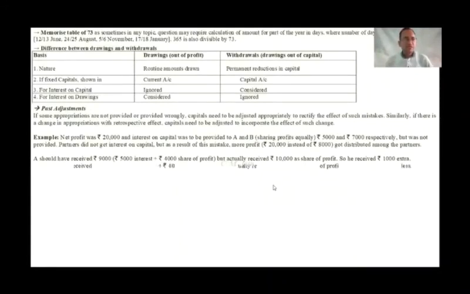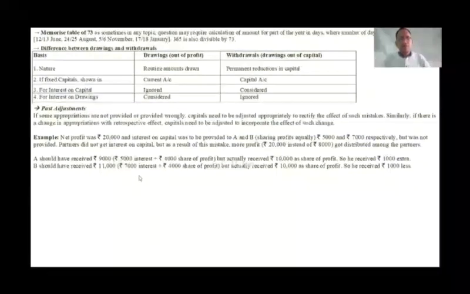Now, if we see in the case of B, what has happened? B should have received 7,000 as interest on capital and half of 8,000, that is 4,000 as share of profit. So total rupees 11,000 B should have received if interest on capital had been given correctly. But actually, B has received only rupees 10,000 as share of profit directly. So he received rupees 1,000 less.